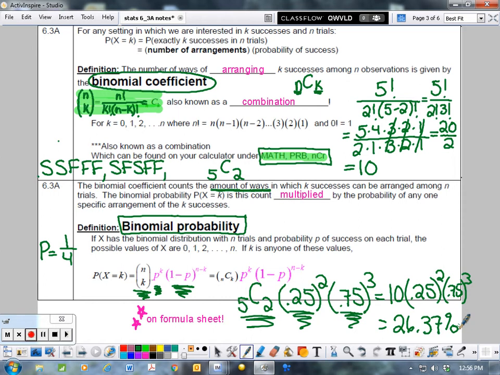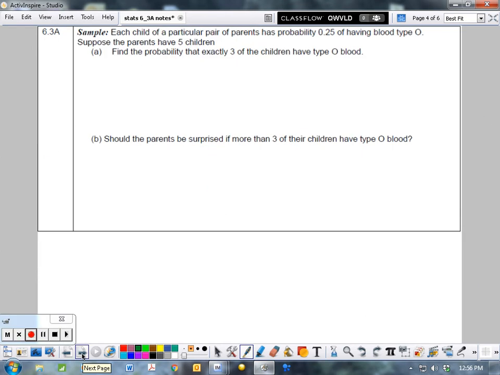Okay, so let's go on to some real examples. So our next problem: each child of a particular pair of parents has a probability of 0.25 of having blood type O. Suppose the parents have 5 children. So 5 children, that means our n is 5 trials. The probability of having type O blood is 0.25.